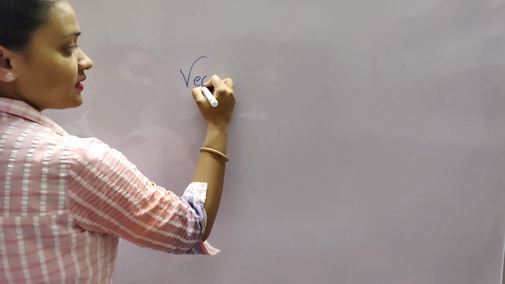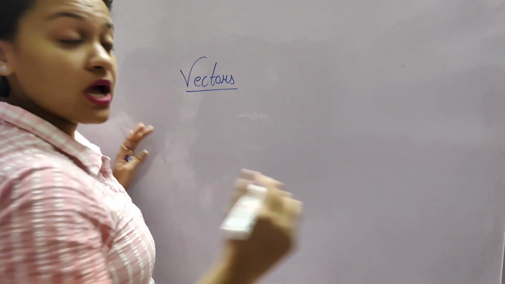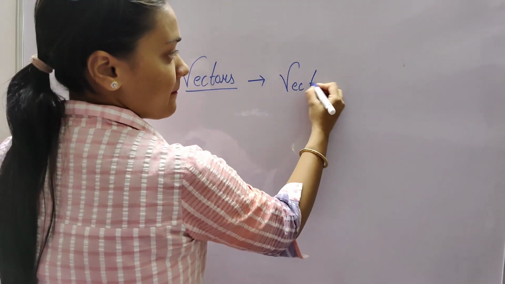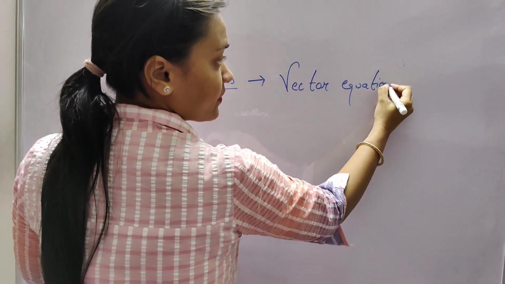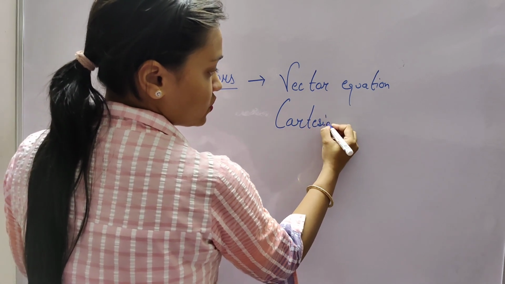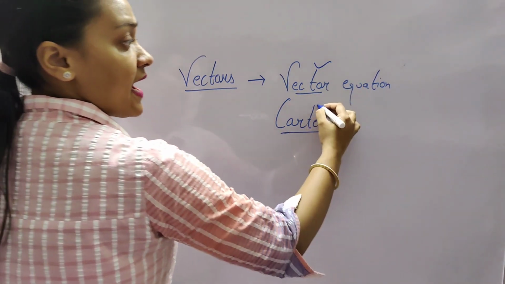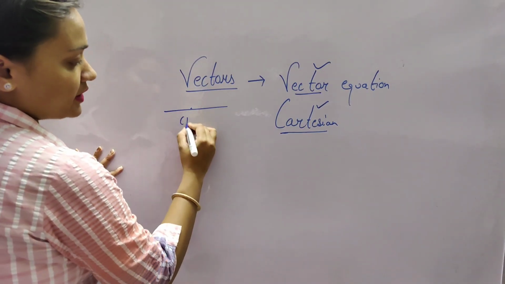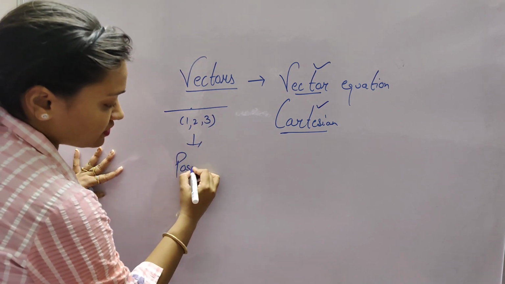Vectors, and how we are going to build a vector equation and a Cartesian equation. So in this video we are going to study how to build a vector equation and a Cartesian equation which is passing through a point 1, 2 and 3 which is known as position vectors.